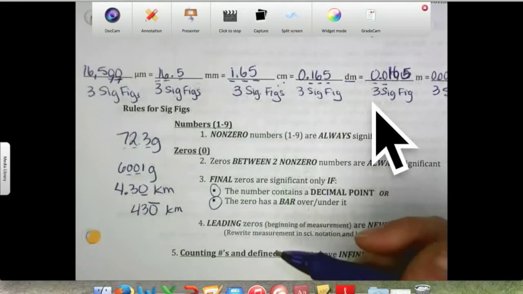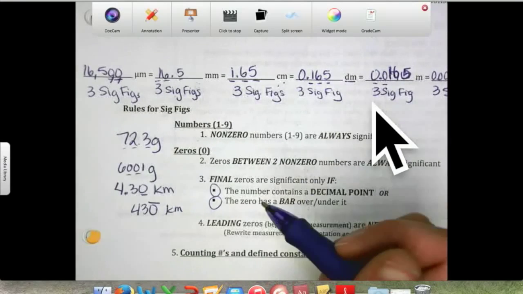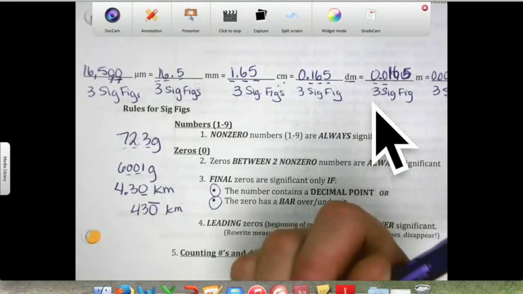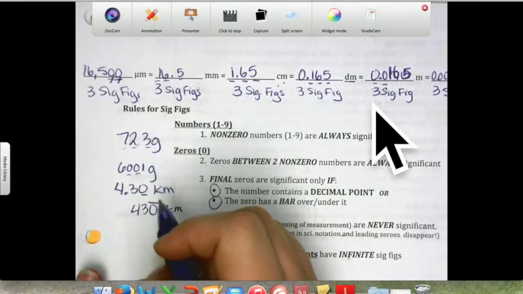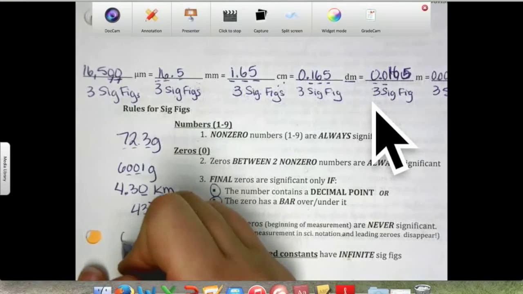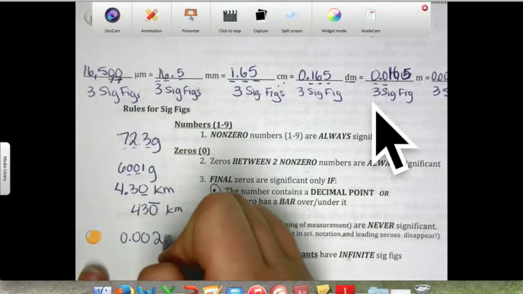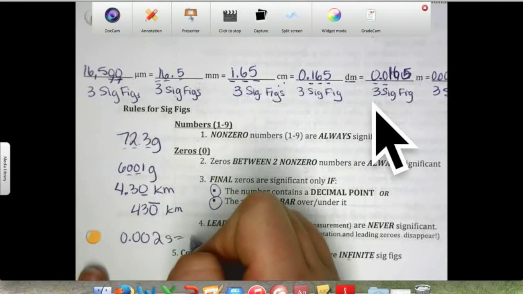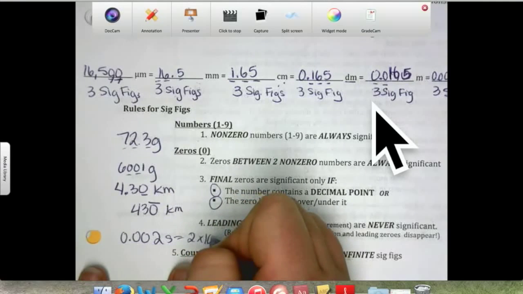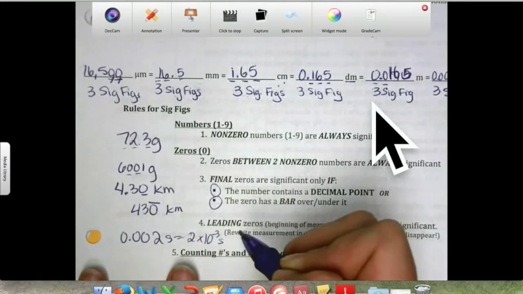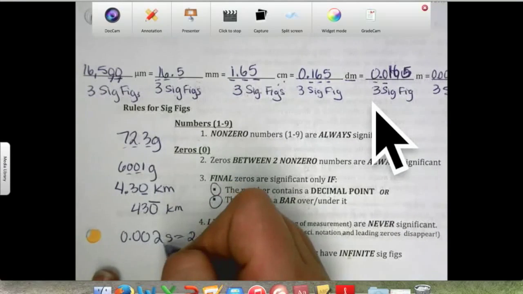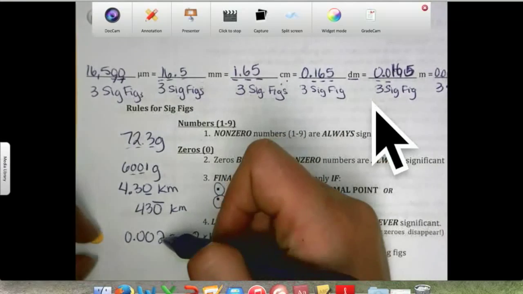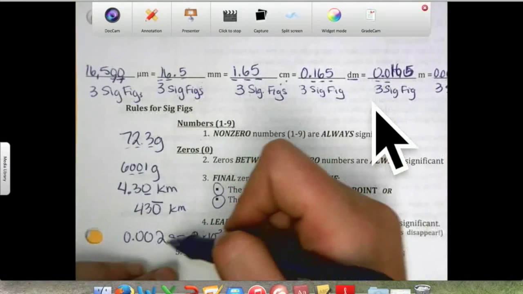Number 4 says leading zeros at the beginning of the measures are never significant. So for instance, if I have 0.002 seconds, then I'm just going to write that as 2 times 10 to the negative third seconds. Because these leading zeros, they just tell me about the size of this number. They don't actually tell me about how accurate or precise it is. So we're just going to leave that 2 like that.